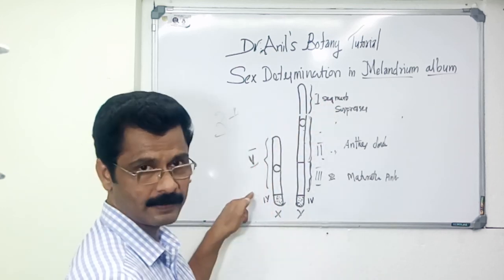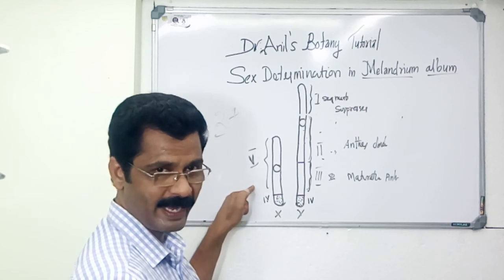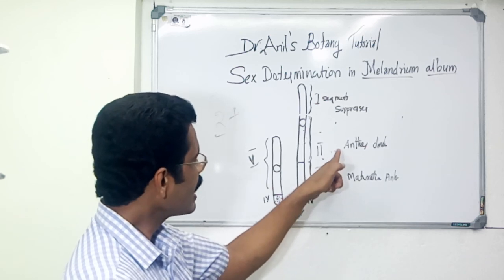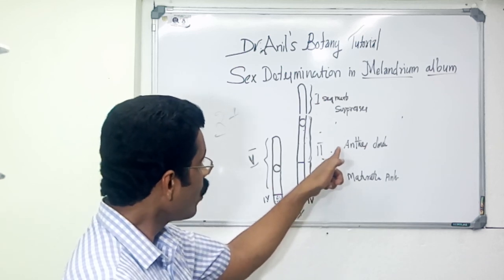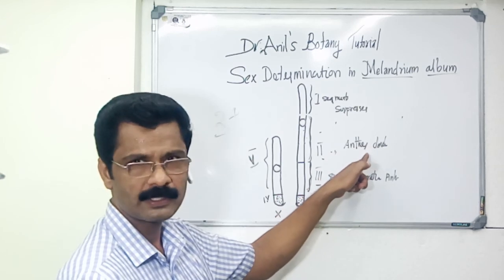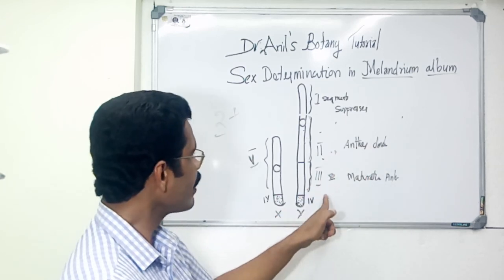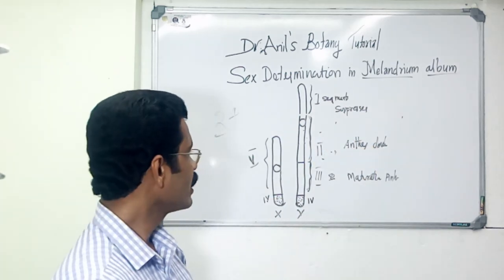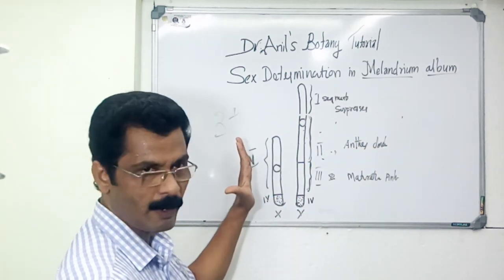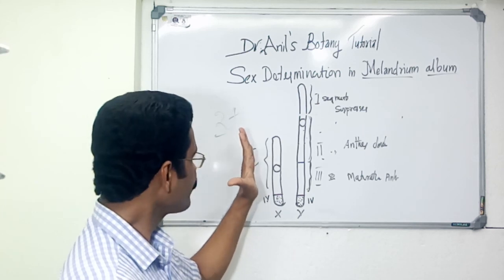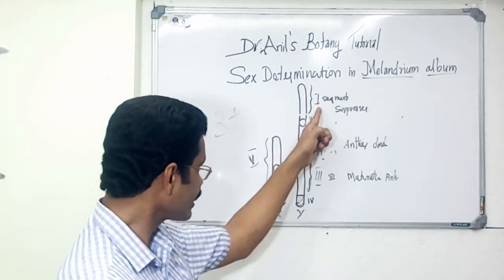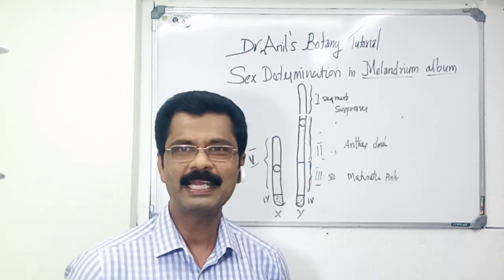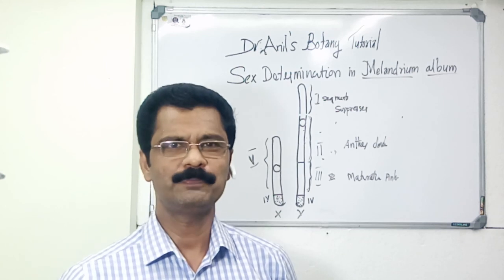It always suppresses the expression of femaleness. The second segment of this Y chromosome promotes the initiation of anther development. The third segment in the Y chromosome controls the maturation of anther. And the fifth segment is the female promoter region that promotes only in the absence of the first segment in the Y chromosome. That is the sex determination in Melandrium.